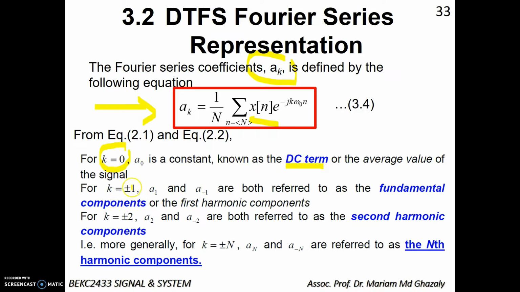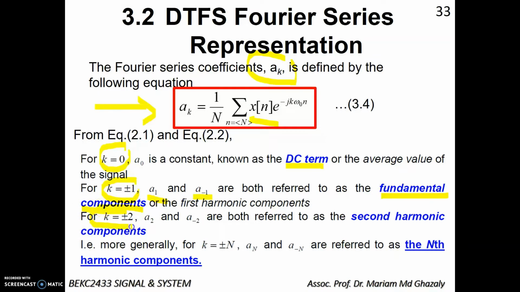When k is equal to plus minus 1, k equal to 1 means a_1 and k equal to minus 1 means a_{-1}. Sometimes the values of a_1 and a_{-1} are the same, since if it does not have a complex number value and only has magnitude, then a_1 and a_{-1} will be the same. But anyway, you can always calculate them separately. This is what we call the fundamental component, which is the first harmonic.